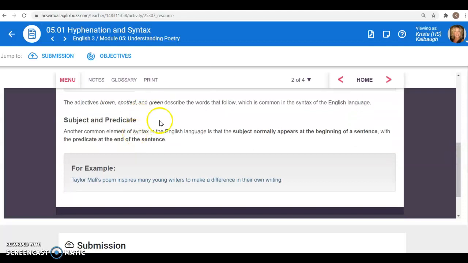Subject and predicate. Normally, but not always, the subject will appear at the beginning of the sentence and the predicate at the end. If you take a look at this example: Taylor Molly's poem inspires many young writers to make a difference in their own writing. The complete subject comes first: Taylor Molly's poem. That's the subject. And then the whole rest of that, it starts with the verb inspires, and that's your complete predicate.